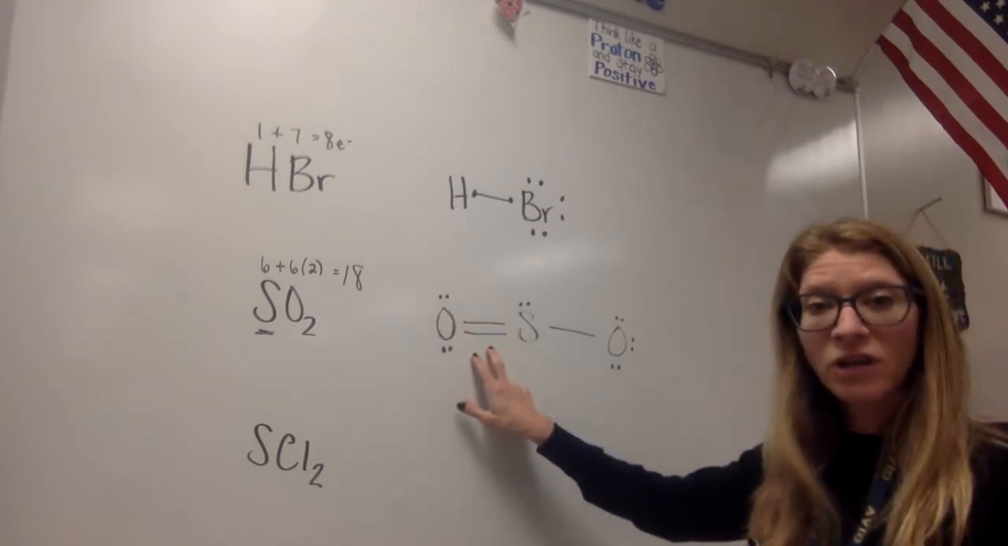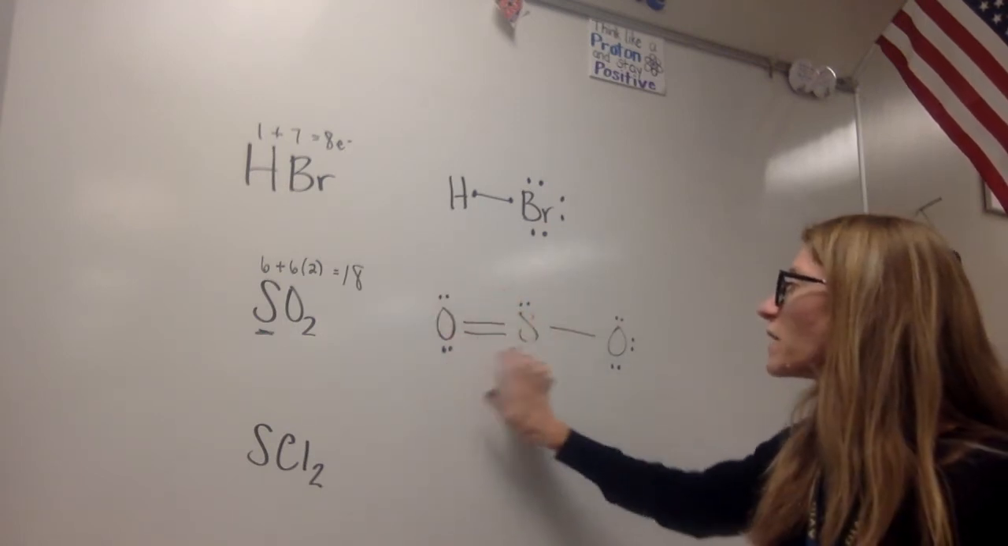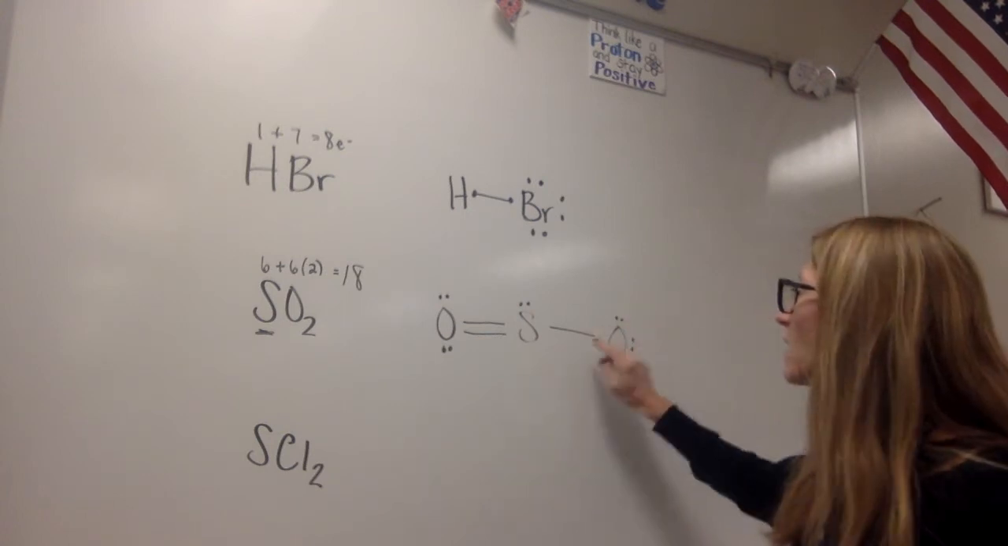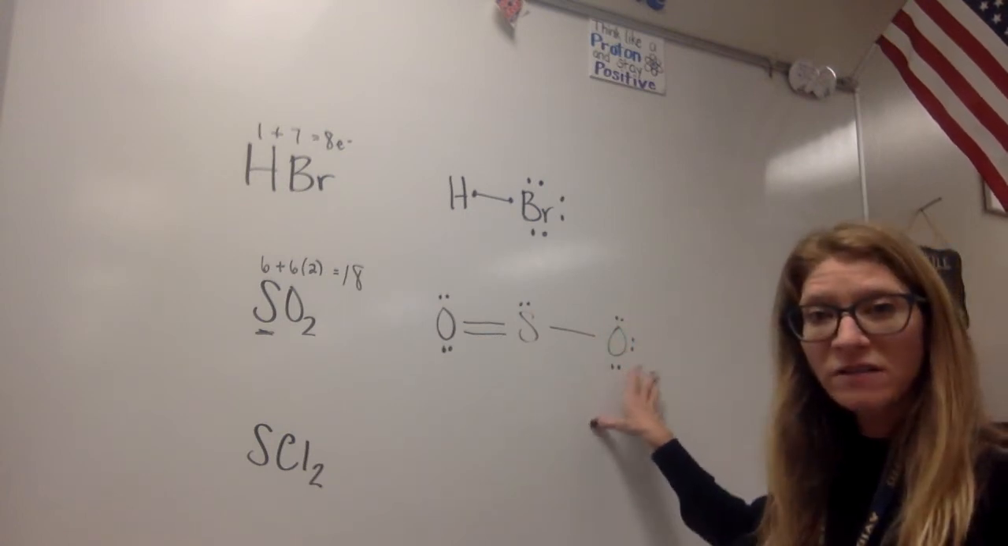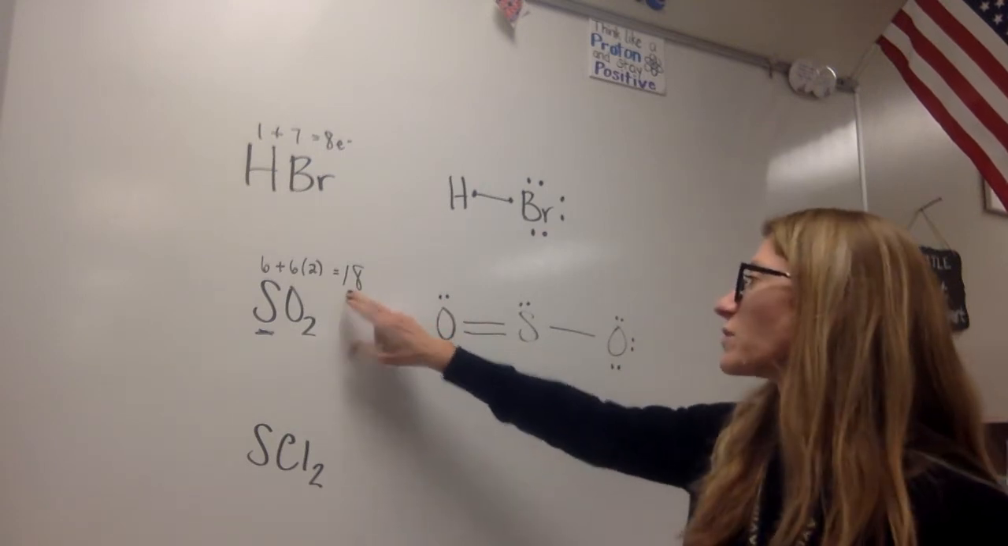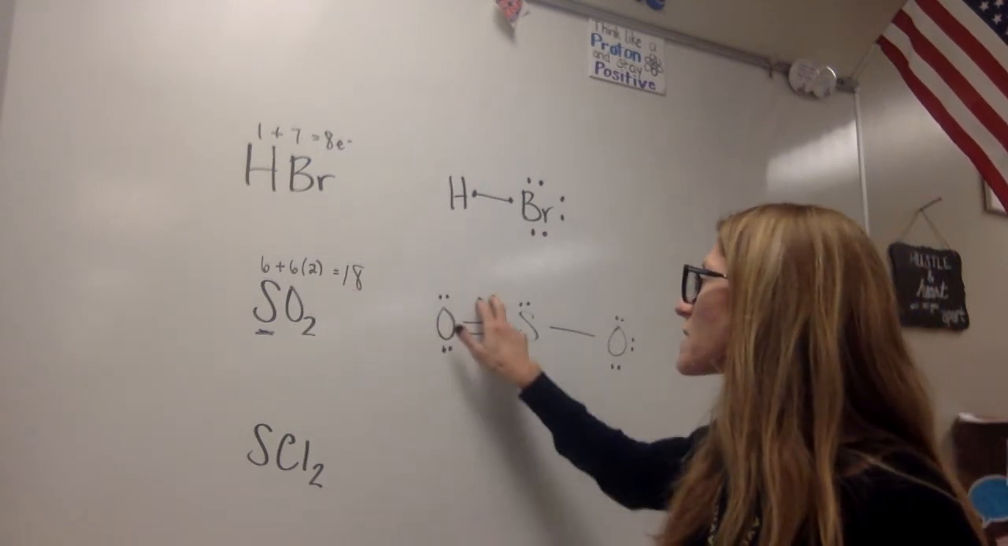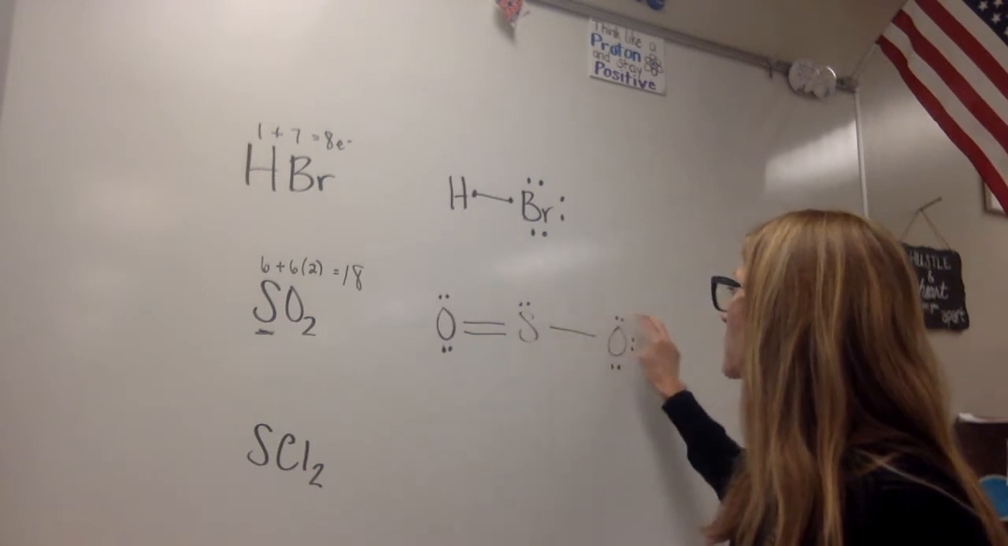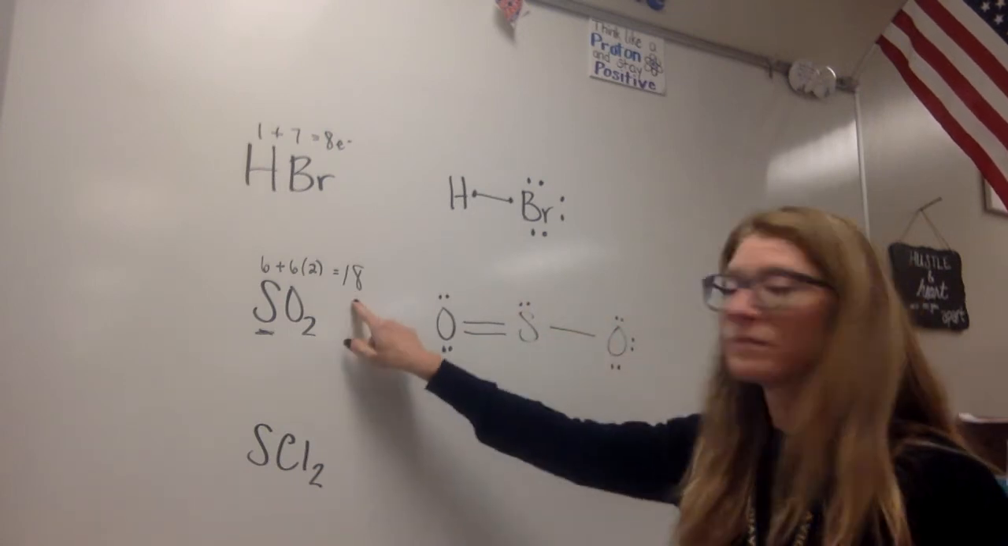Oxygen would have 8 electrons, so it's good. Sulfur would have 8 electrons, so it's good. This oxygen has 8 electrons, so it's good. Now we have to double check our drawing to make sure it only has 18. 2, 4, 6, 8, 10, 12, 14, 16, 18. We're good.